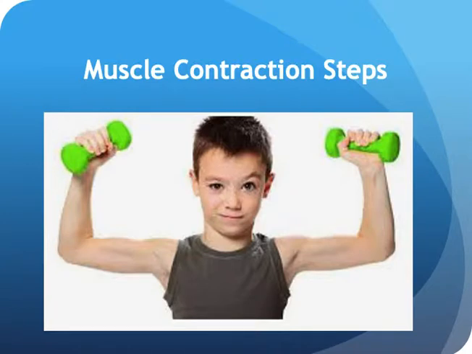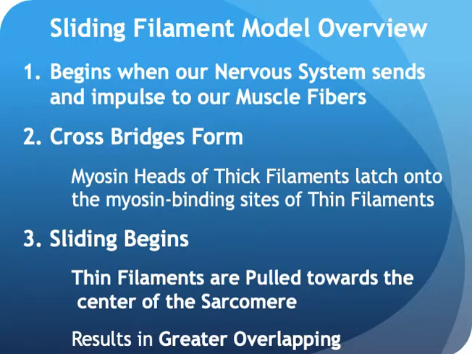Okay, so the first thing we want to look at is just a little overview. When you're talking about a muscular contraction, you're really talking about the sliding filament model, which you guys might have heard about in high school. If you want to sum it up into just three basic steps, everything is going to begin with a stimulation or an impulse from our nervous system. It begins when our nervous system sends an impulse to our muscle fibers.